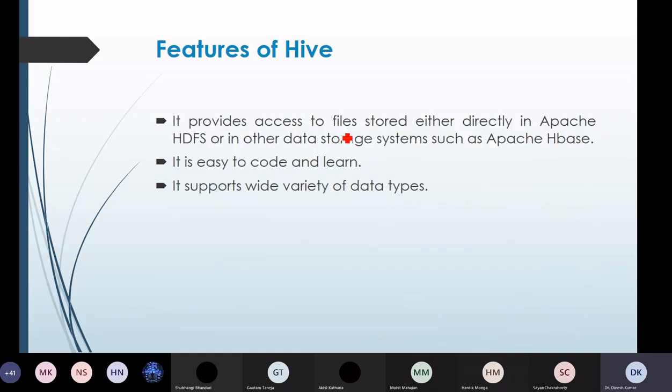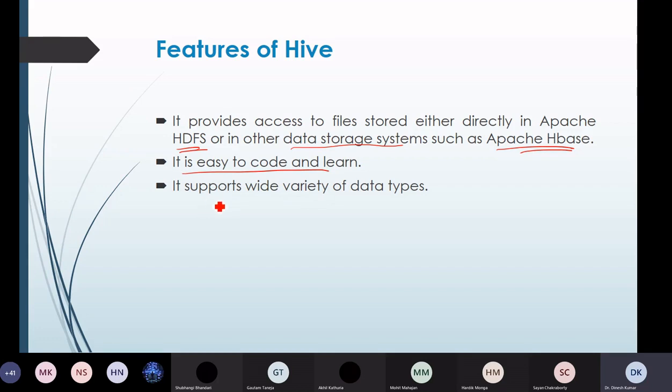It provides access to the files stored directly in Apache itself, right? So the files which are there on the Hadoop cluster or HDFS, or in other data storage systems such as Apache HBase. So it provides access to all kinds of files which are stored either in the HDFS architecture or Apache HBase, because HBase is also one of the data storage systems. So Hive can work with HDFS as well as HBase. It is easy to code and learn, as I have discussed in the previous slide, that if you are fair enough in SQL, you can easily code and learn Hive.